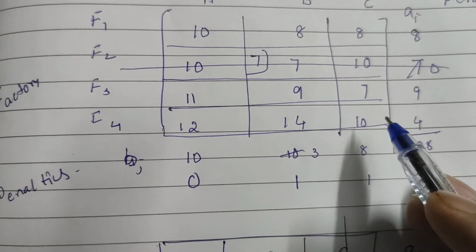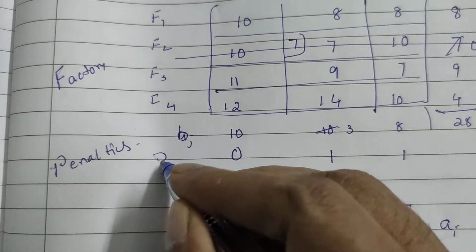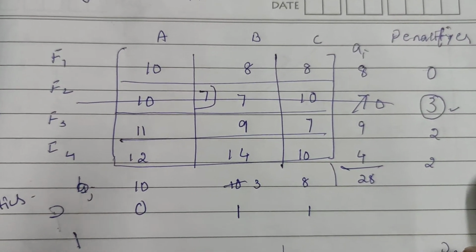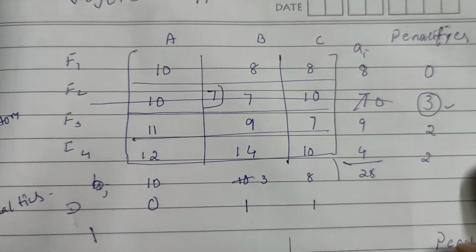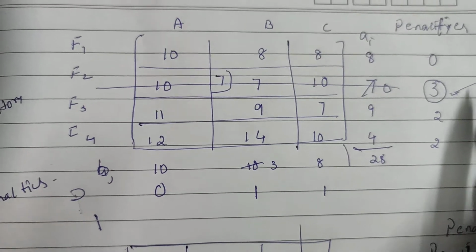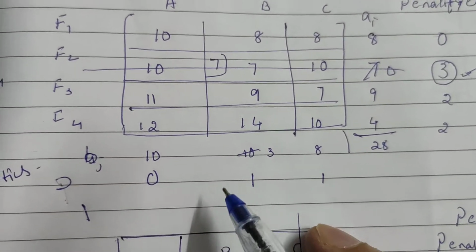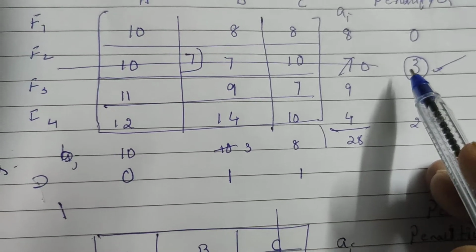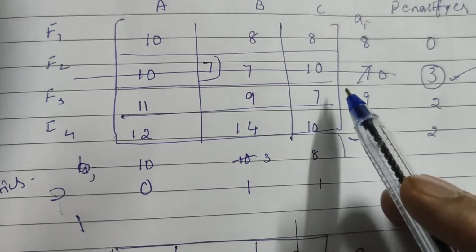This is penalty number 1, P1. After finding the penalties, we choose the maximum penalty. The penalties are 0, 3, 2, 2, 0, 1, 1. The maximum penalty is 3, so we select row 2.